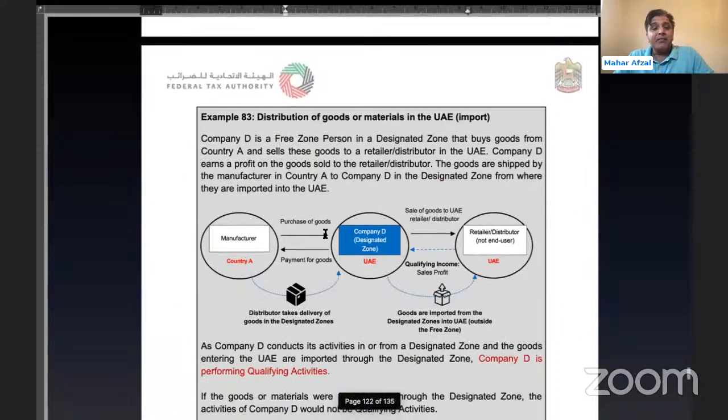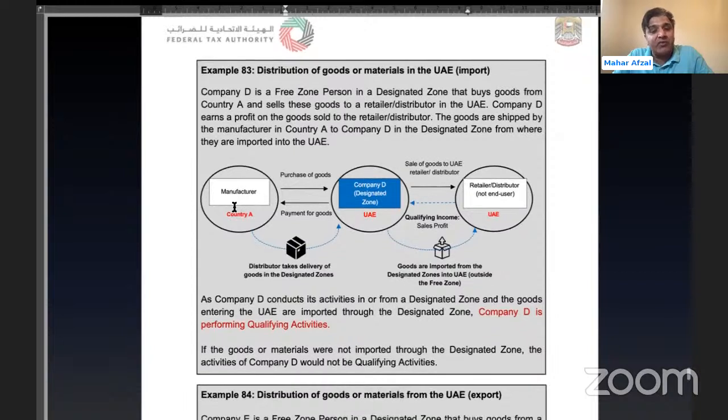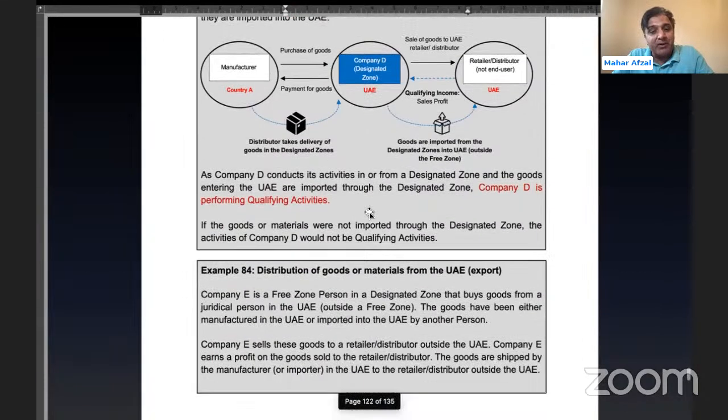In the same way, if the goods are coming from country A within the designated zone, and from the designated zone the goods are being cleared to the mainland, then it will be considered a qualifying activity as well. Goods are coming from country A to the UAE, and from the UAE the goods go to the UAE mainland, but these goods have been cleared through the designated zone. Then it will be considered that the person has met the qualifying income criteria.